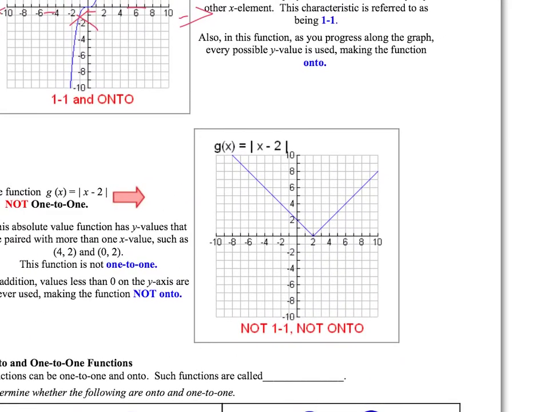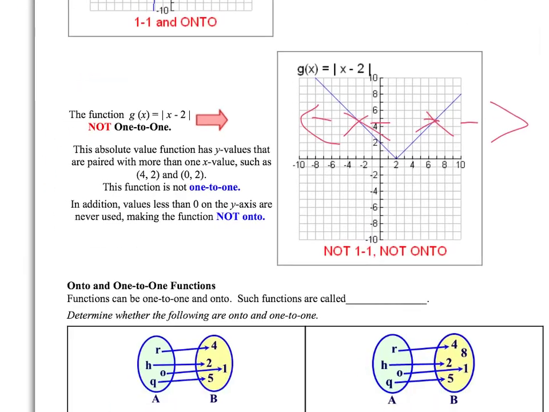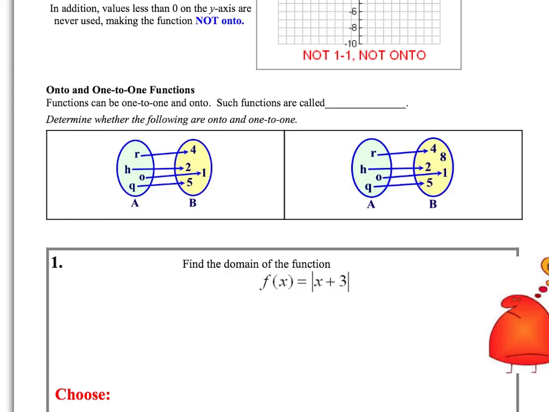Looking at the absolute value problem, when I draw a horizontal line this time, I hit at two different spots. Since I hit at two different spots, I can see that it is not 1-to-1. Now it also is not onto because I am not going up and down forever on this graph. I'm bouncing off the x-axis. I'll never use these y values down here. Since I never use those y values, it is not onto. Sometimes functions can be both onto and 1-to-1. When that is the case, they are called bijective.